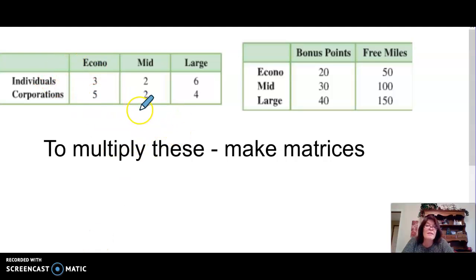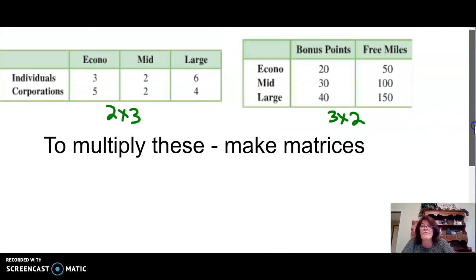To multiply these, you're probably thinking maybe we can't because they are different dimensions, and we know that we can't add or subtract matrices unless they're the same dimensions, right? But these are, what did we say this was? A 2 by 3? And this is a 3 by 2? All right, guys, this is what's different.